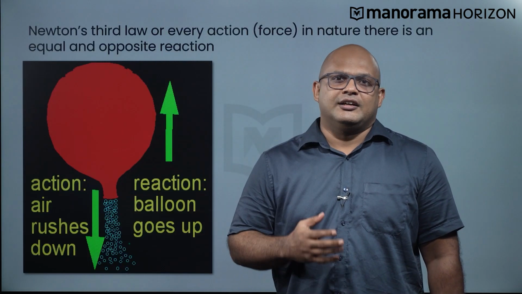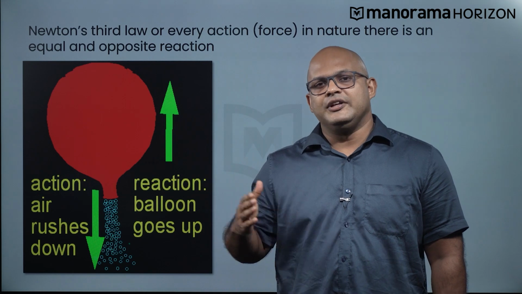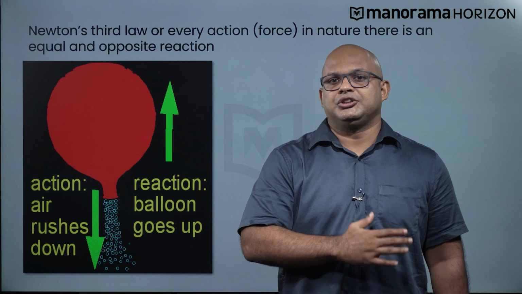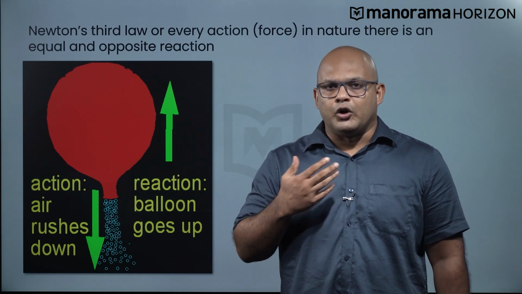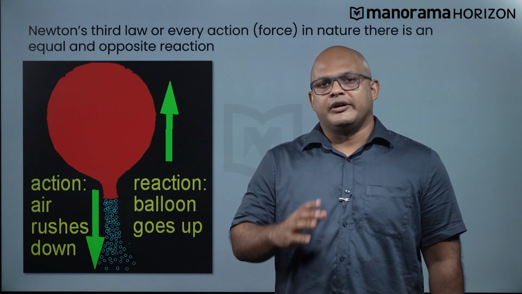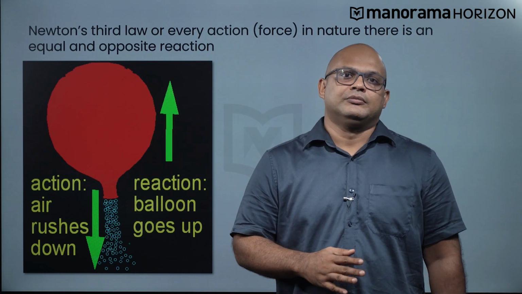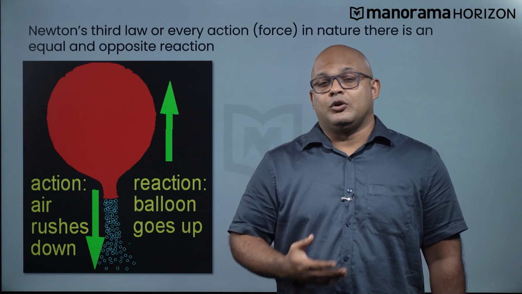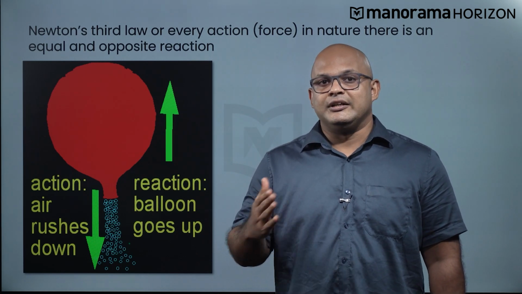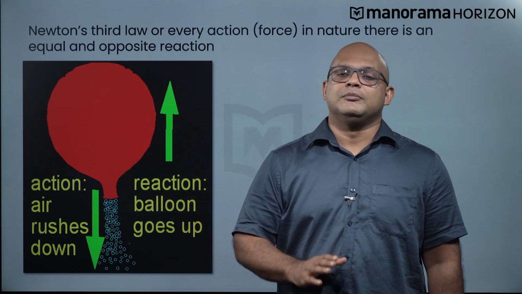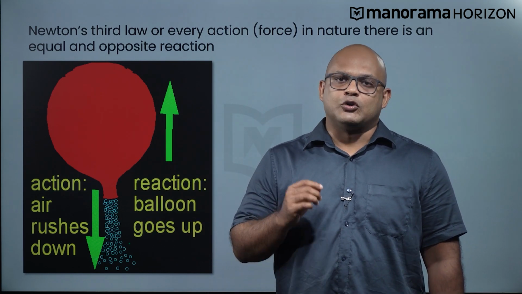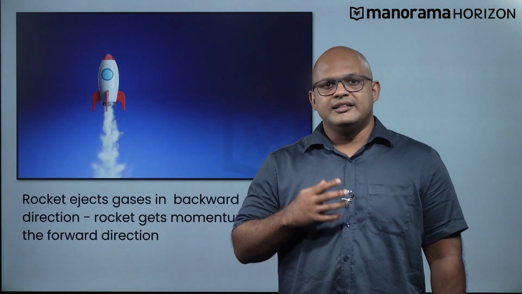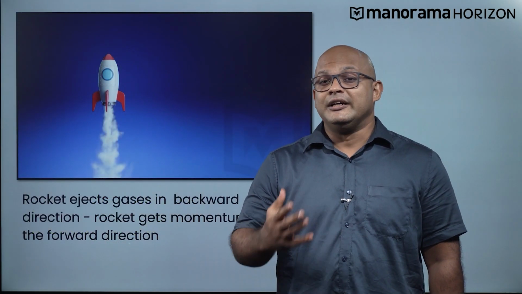You know already that Newton's third law states that for every action or force in nature, there will be an equal and opposite reaction or a counter force. When a rocket lifts up with burning fuel, rockets eject gases in the backward direction, and that creates a momentum of the gases in the backward direction. And by the conservation of momentum, the rocket gets momentum in the forward direction, making it move in the forward direction. Thus, the rocket works on the principle of the conservation of linear momentum. Let's learn more about linear momentum and momentum conservation.